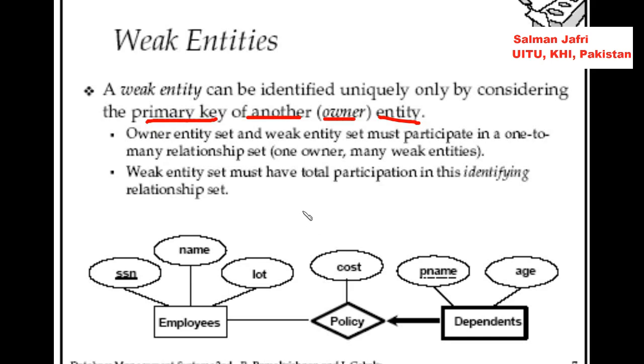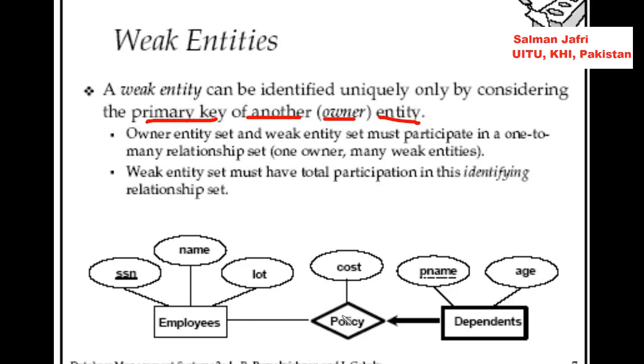So, the classical example can be employees' dependents, or dependents of an employee. Now dependents would be weak entities when considering an organization, because the organization is not really concerned about the details of the dependents, and each dependent being a weak entity would be identified definitely by an employee's SSN, and one employee can have many dependents, or one owner can have many weak entities.